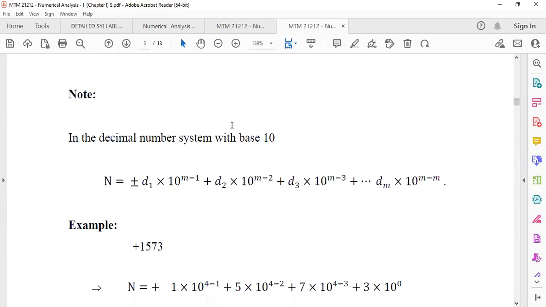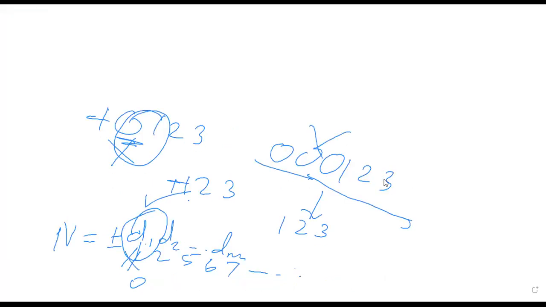In the decimal number system with base 10, in this base 10 representation you may know, what is the value of the number? For example, d1 times 10 to the power n minus 1. So n number of values. This is indicating the n minus 1 value, this will be n minus 2 value, up to n minus n. So let me name it here.